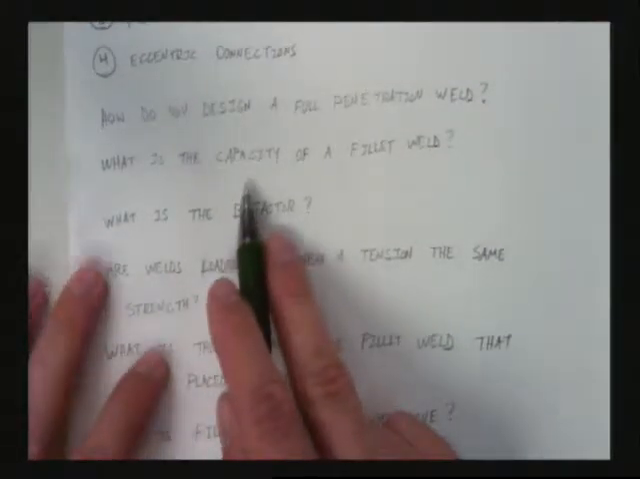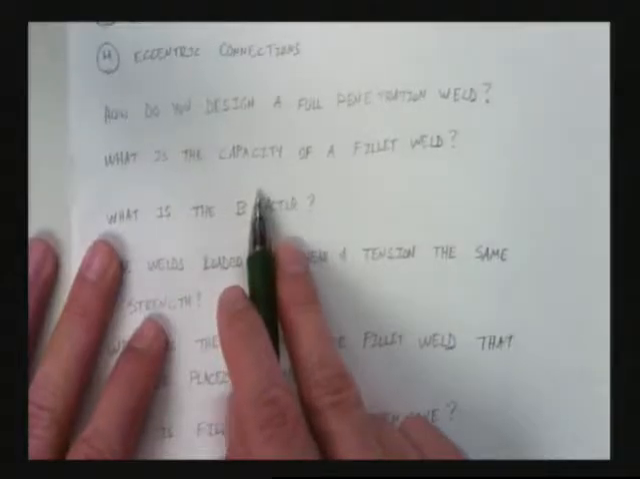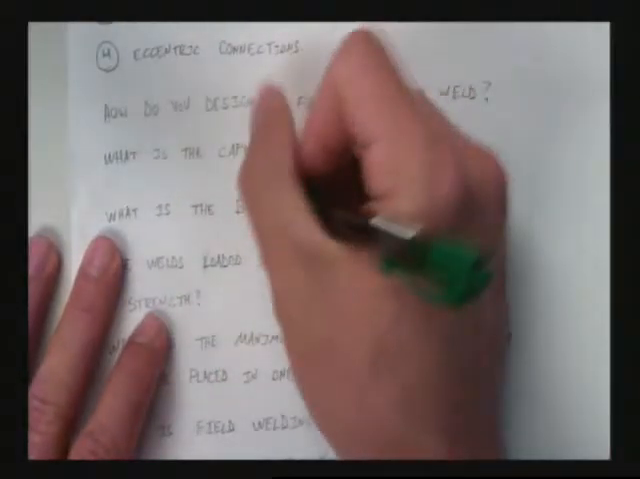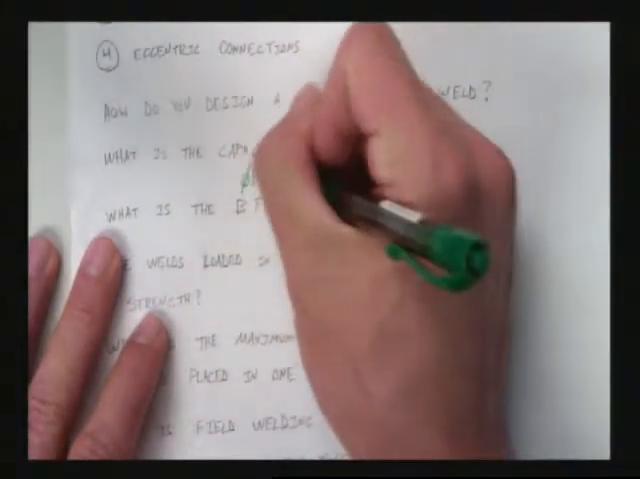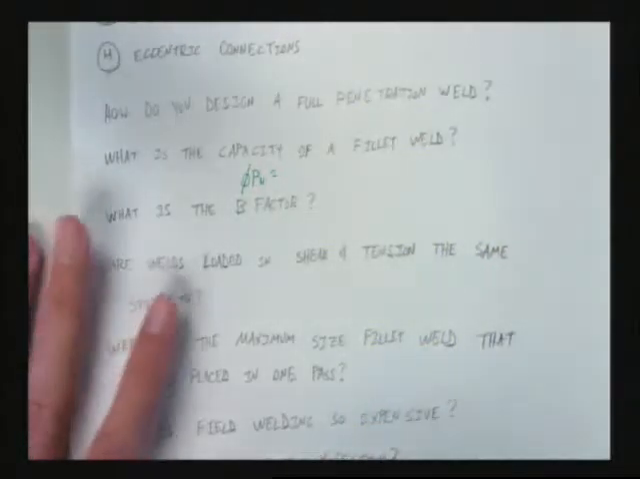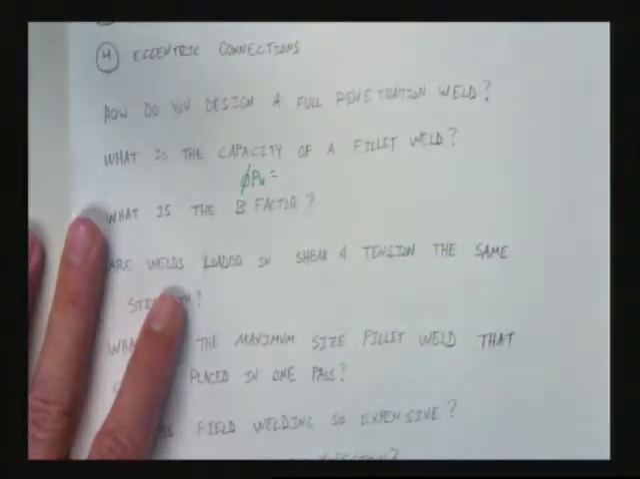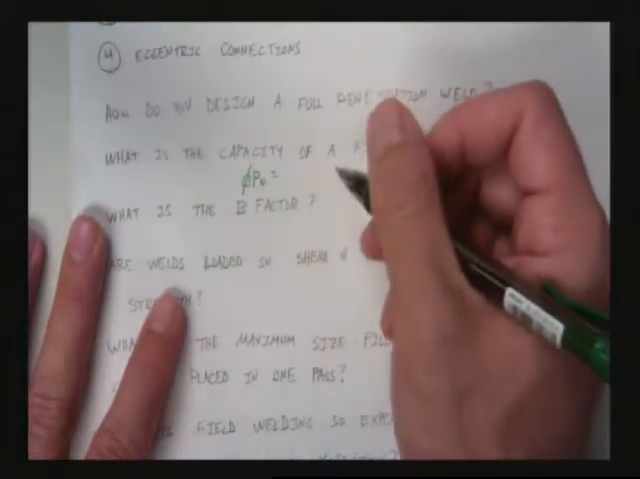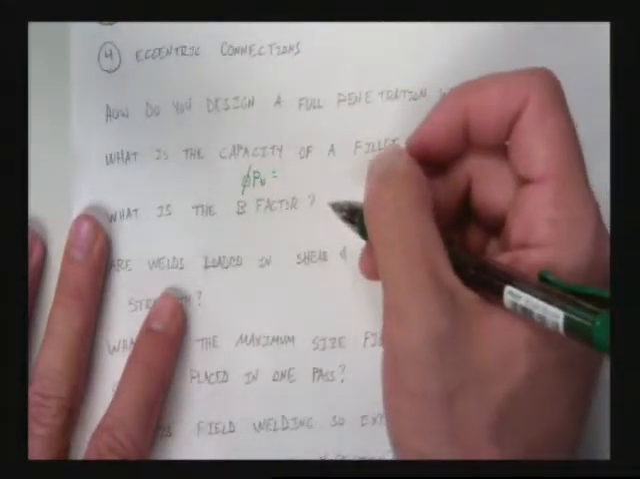So how do you find the capacity of a fillet weld? What's the equation? VPN equals what? Point what? 0.2. Is it 0.2? 0.02.